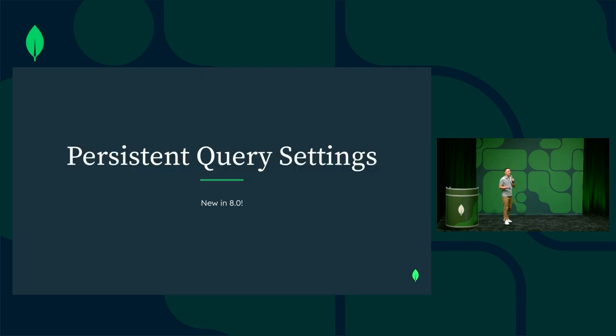So in MongoDB 8.0, we introduced a new feature called persisted query settings, which allows you to apply query settings, including index hints, which are persisted in the database, which means they can survive restarts, upgrades, and other types of maintenance events. So I'm going to show you a quick demo about how you can use persisted query settings to apply a query hint, an index hint, to your queries.